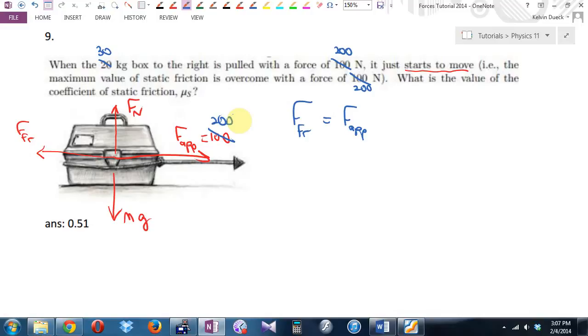And that's why it wrote in brackets, i.e. the maximum value of static friction has just been overcome with a force of 200 newtons. Probably it really means that friction is 199.9999999 newtons, but it's 200. Okay. Friction is what times what? Mu times the normal force.